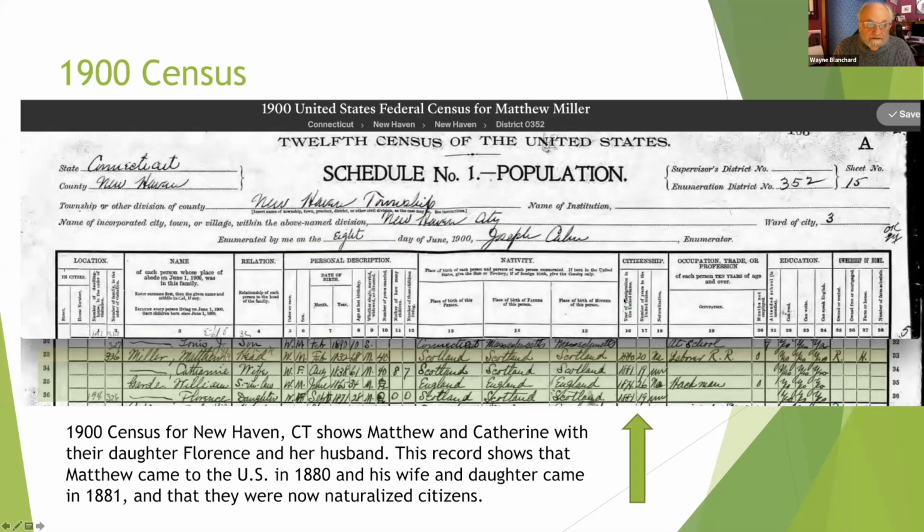So the next census that's available is the 1900 census. This one gives a lot more detail if you're looking for people who came to this country, who were not born here. So in this case, the 1900 census shows, again, Matthew and Catherine with this one daughter there and her husband. The record shows that he came in 1880 and his wife and daughter came in 1881, and that they are now all naturalized citizens.